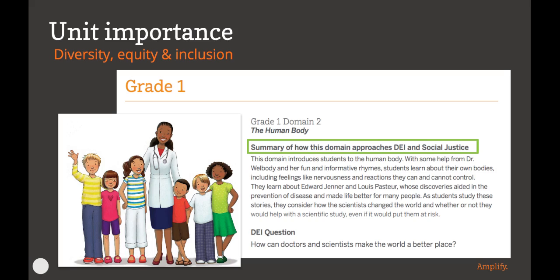With some help from Dr. Wellbody, students also learn about feelings like nervousness and other reactions that they can and cannot control. They learn to recognize that there are feelings and reactions that all human beings share in common. There are also DEI questions such as this one that get students thinking about how scientists from a diversity of backgrounds can change the world for the better.